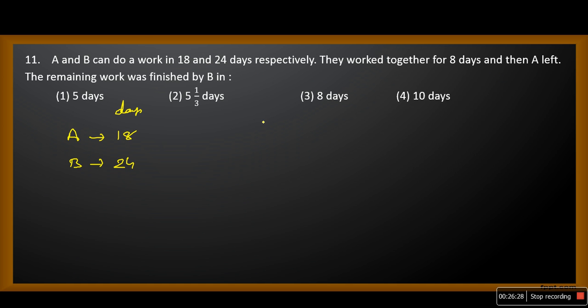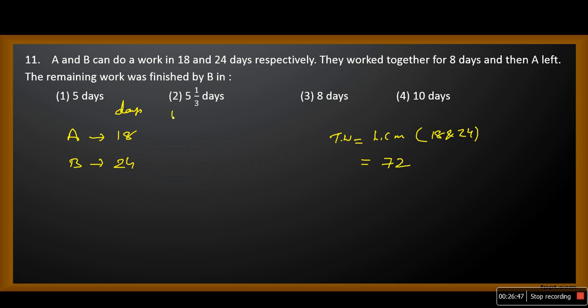They worked together for 8 days and then A left. The remaining work was finished by B. Now we don't know the total work. Let the total work be LCM of 18 and 24, which is equal to 72.